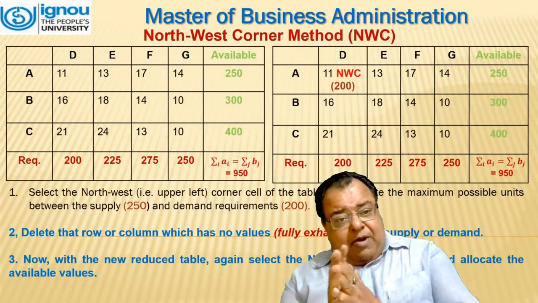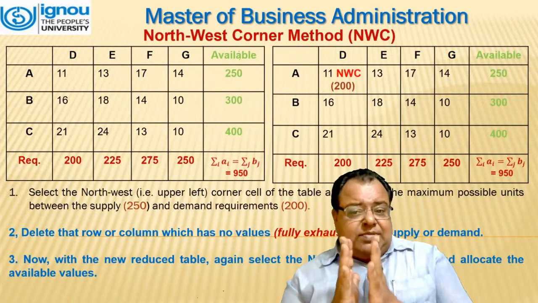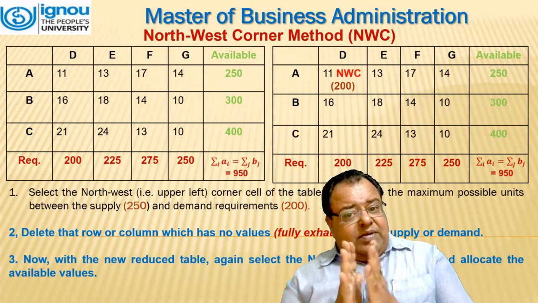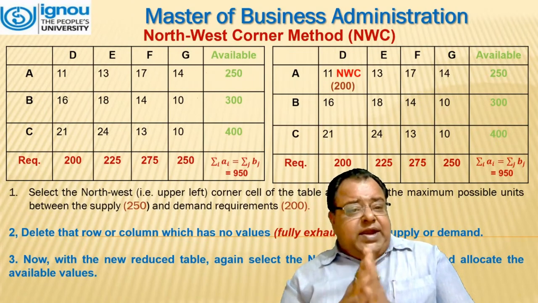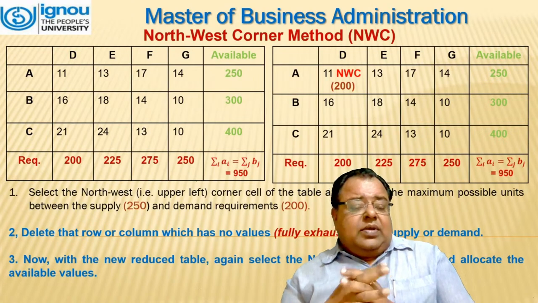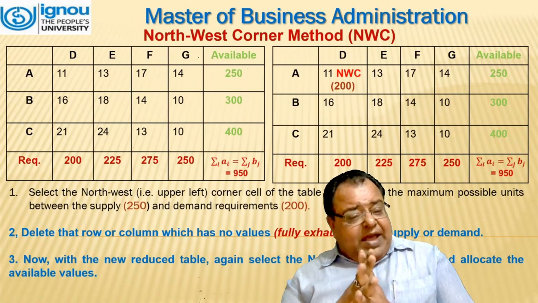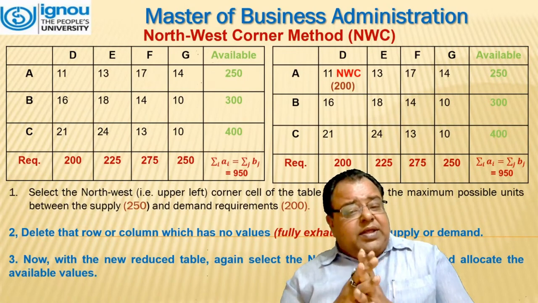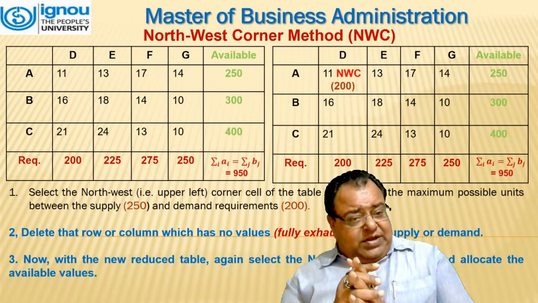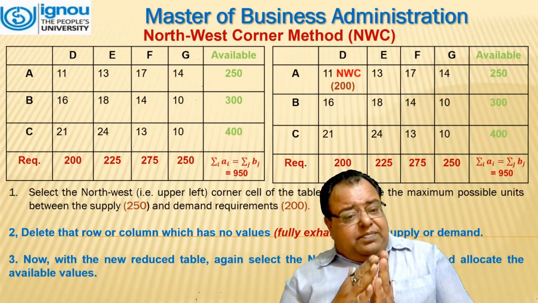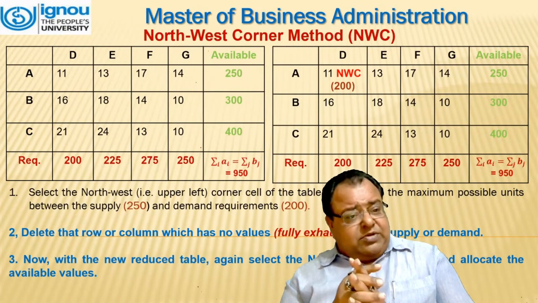Now we take up a problem: how to solve a transportation problem with the northwest corner method. On the left side, what we can see is the problem which is given to us. We have to find a feasible solution for this problem, in which the transportation problem can be solved.